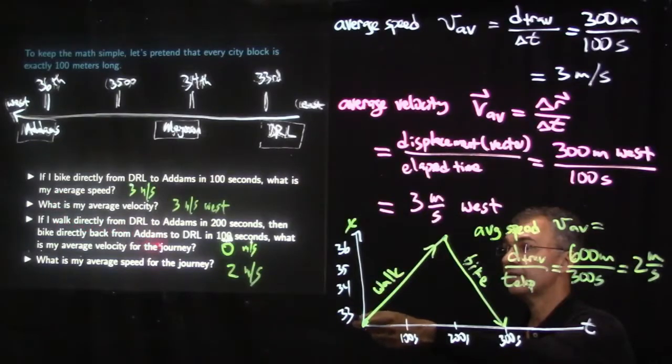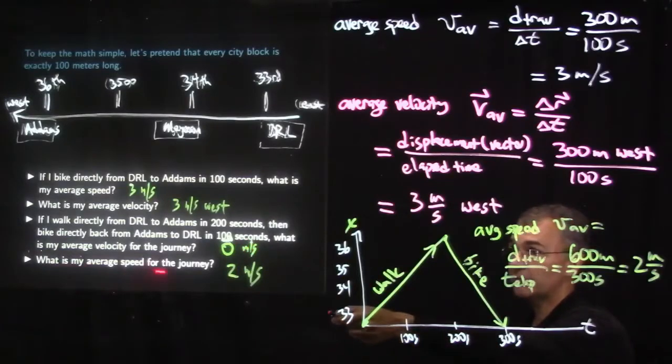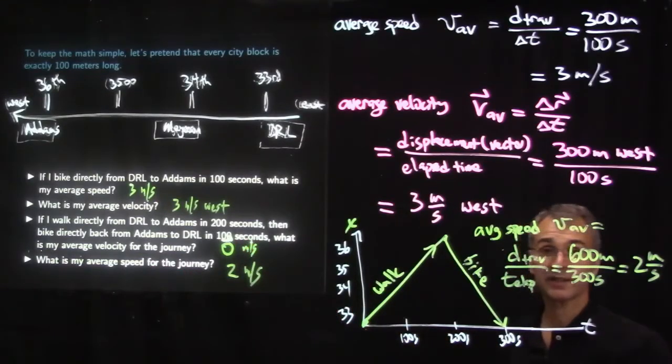And then I wound up back where I started in the third question, so that was a displacement of 0, therefore it is an average velocity of 0. And my average speed for that last journey, which was part walking and part biking, was 2 meters per second. And to get that, I had to use the distance traveled. To get the distance traveled, I had to split the journey up into segments, starting a new segment every time I changed direction.